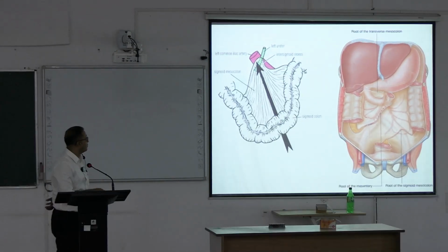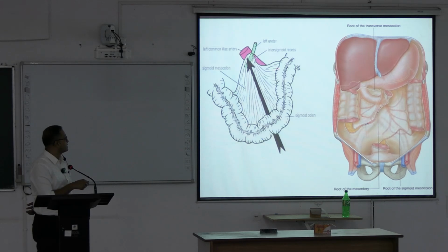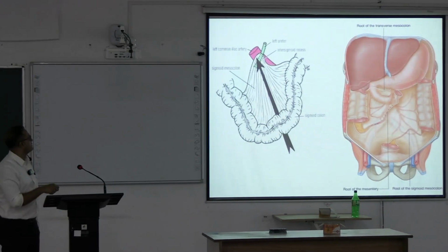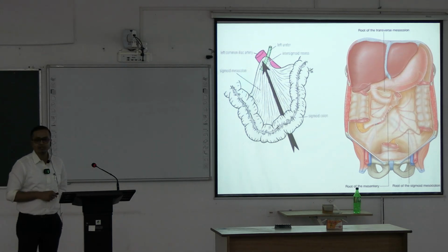Now the important content over here: we have seen that the inferior mesenteric artery supplies this part of the gut on the left side, we call it the left colic branch, and a branch of the inferior mesenteric artery drops to the sigmoid side, we call it the sigmoidal branch. So this sigmoidal branch of the inferior mesenteric artery is present as a content of the sigmoid mesocolon.